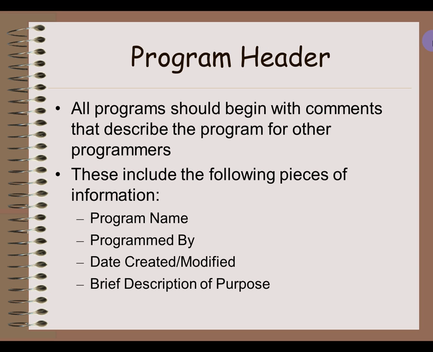The second convention is the program header. This is essentially a set of comments that are going to describe the program for other programmers. Your header should always include the name of the program, who created it so they know who to go back and yell at later if it doesn't work, the date it was last created or modified in case you have multiple sets of the same file, so you can see which one is the most recent, and a brief description of the purpose of your program.